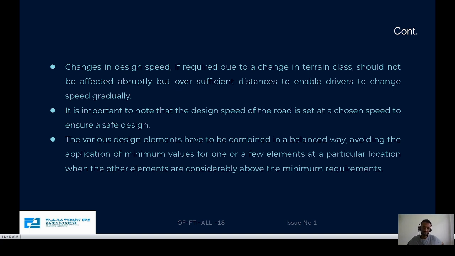Changes in design speed are related to the terrain. For example, if the terrain is flat, the design speed is almost 120 kilometers per hour, and when we change from flat to rolling, the speed decreases. So the change in speed is related to the change in terrain. It is important to notice that the design speed is a chosen speed to ensure a safer design.